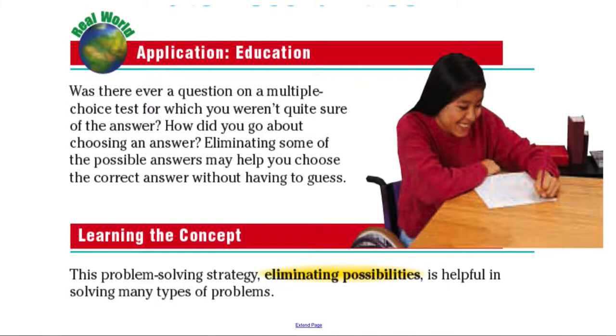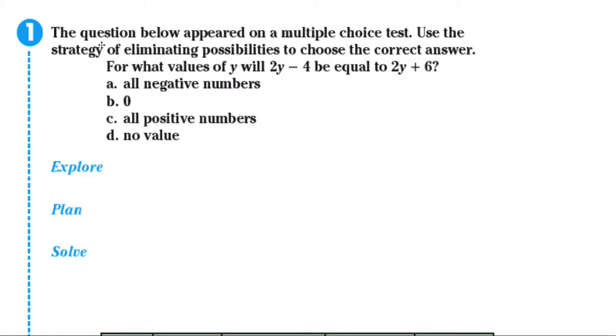Let's dive right away into example 1. The question below appeared on a multiple choice test. Use the strategy of eliminating possibilities to choose the correct answer. For what values of y will 2y minus 4 be equal to 2y plus 6? A, all negative numbers. B, 0. C, all positive numbers. D, no value.